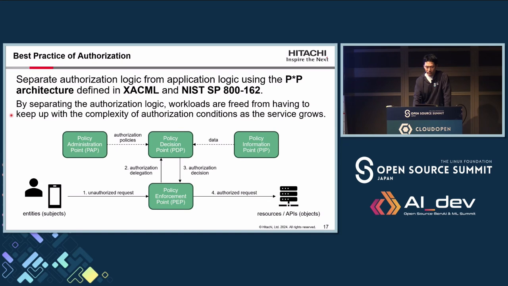the service grows. In this architecture, first, the PEP receives an unauthorized request from the subject and delegates authorization to the PDP. Then the PDP makes an authorization decision using policies from a PAP and data from a PIP and sends a response to the PEP. After that, if the decision is true, the PEP makes an authorized request to the object and then responds with the result to the subject.